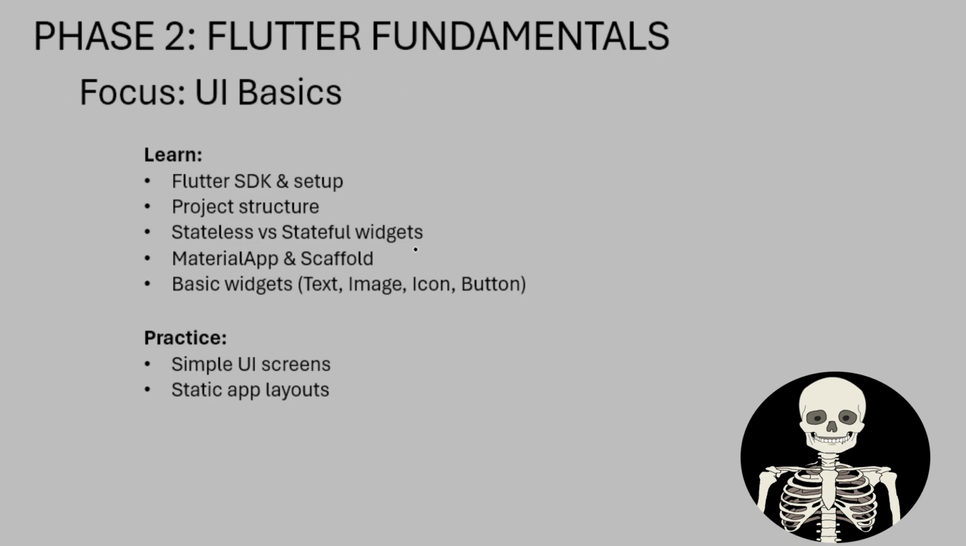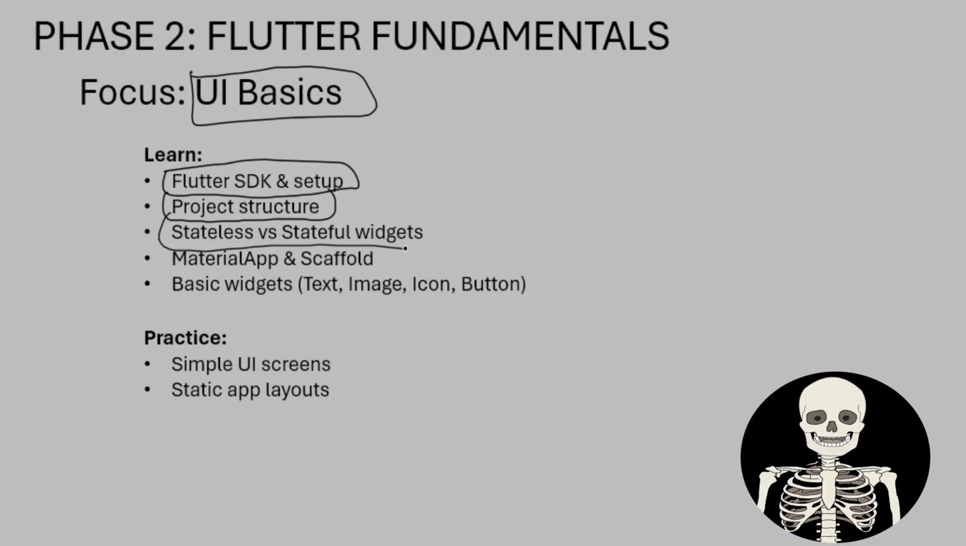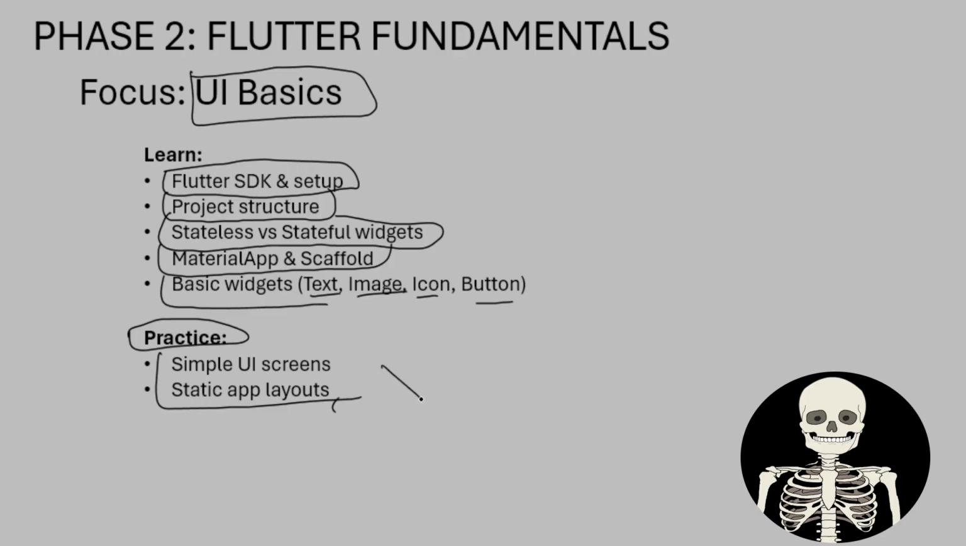In phase 2, we are going to learn the UI basics of Flutter, in which we are going to learn how to set up Flutter, how to set up a project, what is state and stateful widgets, what is material app, what is scaffold, and basic widgets like text, image, icon, button, and simple UI screens. After that we're going to practice simple UI screens and static app layouts. So this is the second phase of Flutter fundamentals.